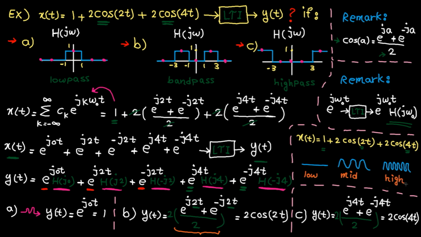Now let's look at the solutions again. If we consider this frequency response, which is a low pass filter, the system just passes the low frequency component. If we consider this system, which is bandpass, the system passes the medium frequency signal and rejects the others. Finally, if we consider this case, which is a high pass system, just the high frequency component can pass. So that was the meaning of filtering. I will talk about this topic again when I'm covering Fourier transform.